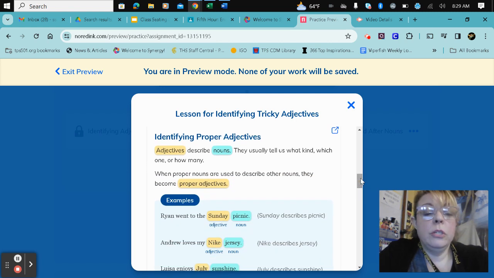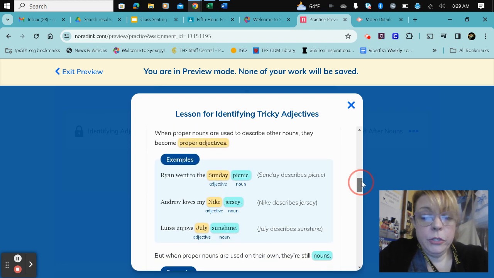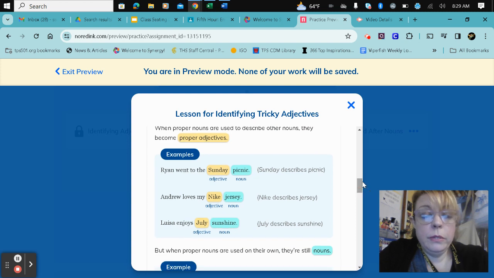Identifying proper adjectives. Just like you would want to capitalize the name of a person or a place, anything like that. So: Ryan went to the Sunday picnic. Sunday is usually capitalized, so we're still going to capitalize it, even though it's used as an adjective in the sentence.